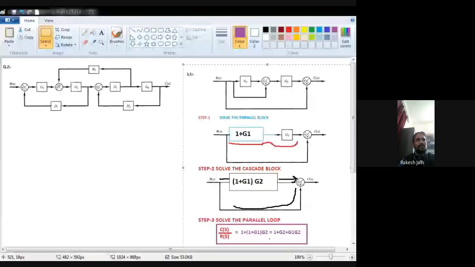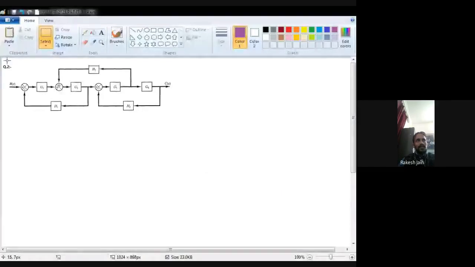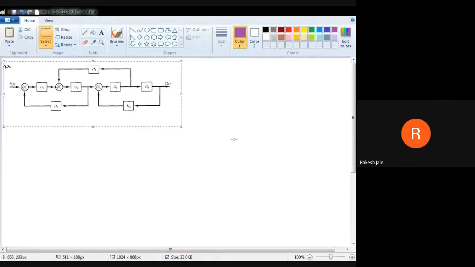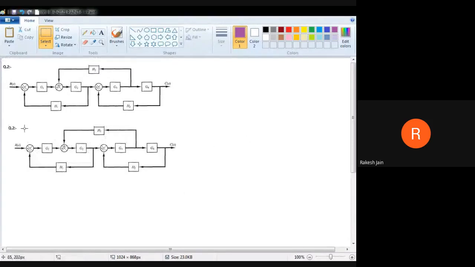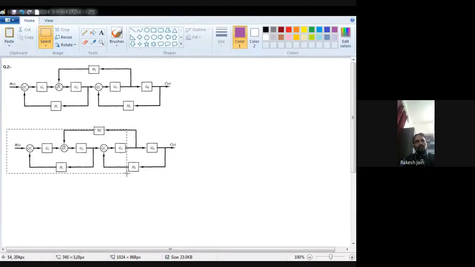Now see question number second. Question number second is a very interesting question because it is a little typical comparative question. See very carefully. I again copy this one here so that I will be able to solve it in front of you.